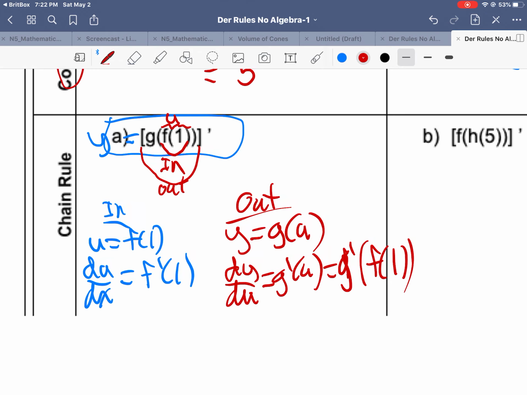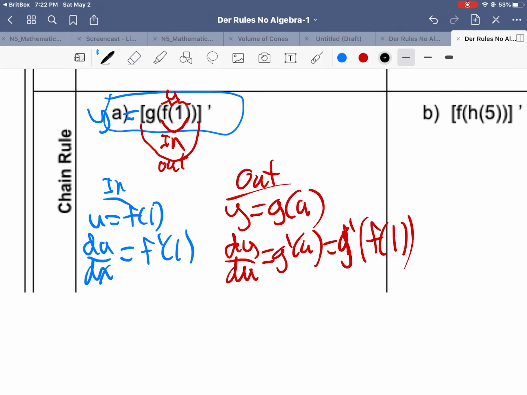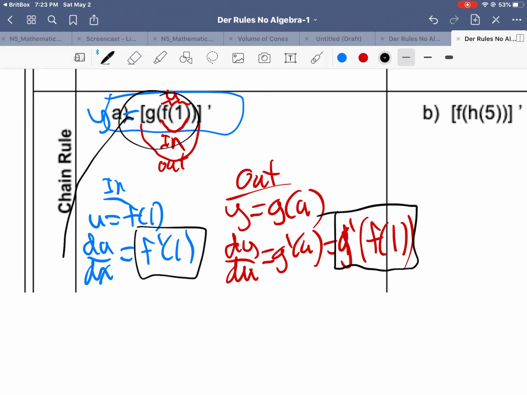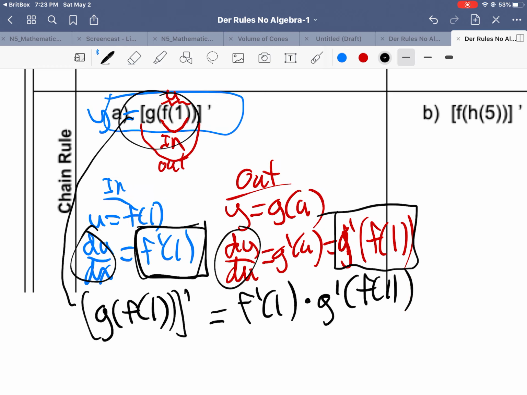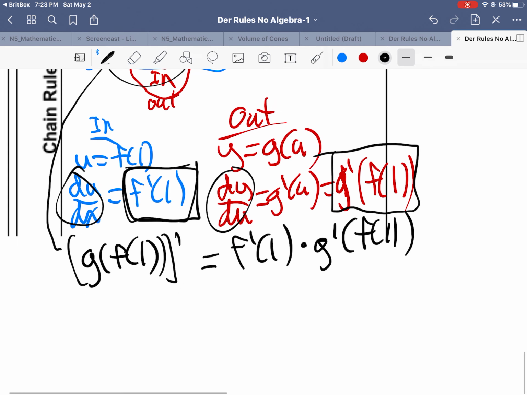Now, we know with the chain rule what we do. We multiply these two things. Now I'm going to bring this down and rewrite it. That means the derivative of g of f of 1 equals f prime of 1, multiplied by g prime of f at 1. Which is just du by dx times dy by du. But let's see if we can see a general pattern here. Let's look at this.